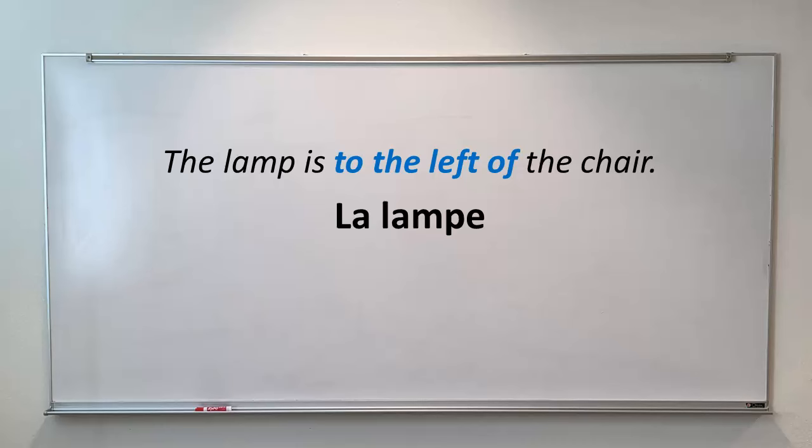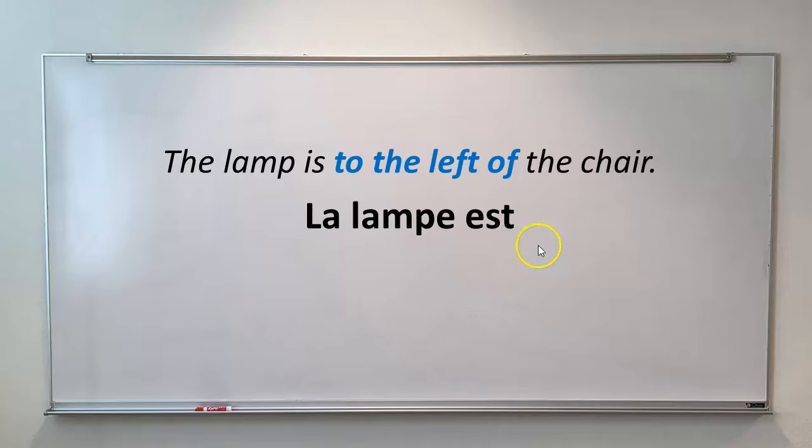La lampe. So remember, putting together sentences in French is very simple. Subject, verb, object. French is basically an SVO language, subject, verb, object language. So always start with your subject, then your verb. So we have our subject, la lampe, and my verb, est. La lampe est.